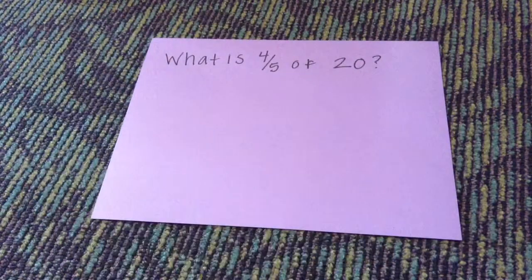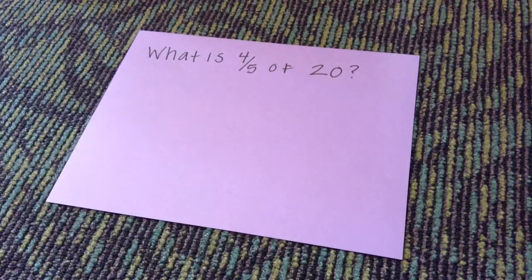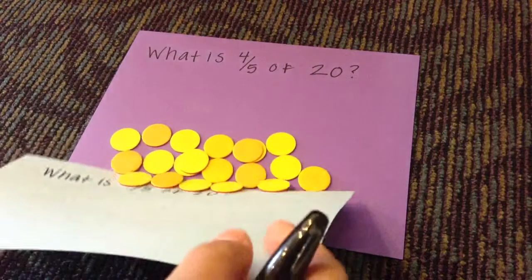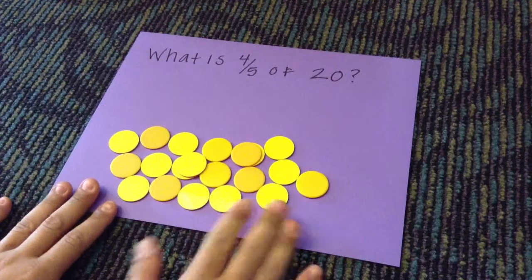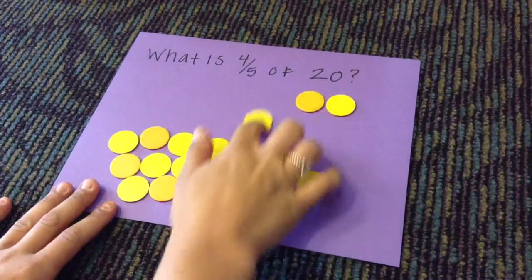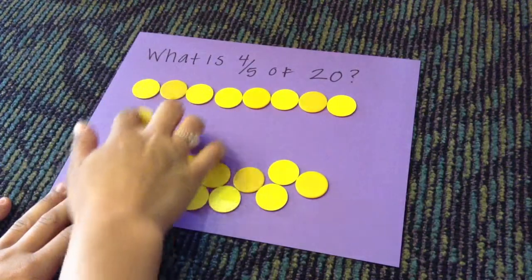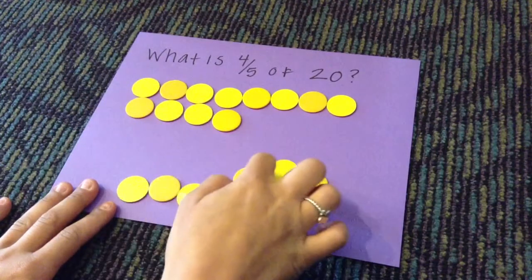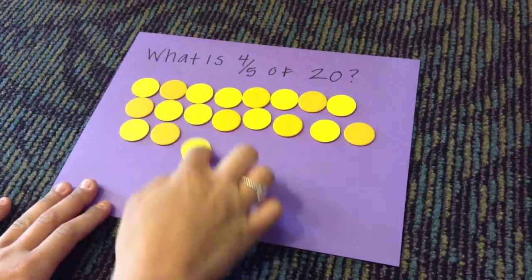Here's our problem. What is 4/5 of 20? So let's start with our set model. For our set model, we're going to use color counters. It says 4/5 of 20, so we've got to get 20 counters first. Let's make sure we have 20. 1, 2, 3, 4, 5, 6, 7, 8, 9, 10, 11, 12, 13, 14, 15, 16, 17, 18, 19, 20.